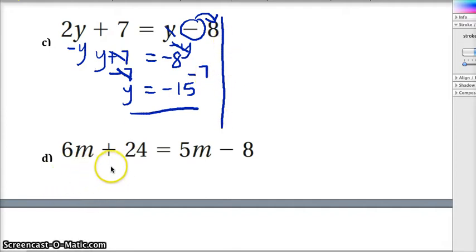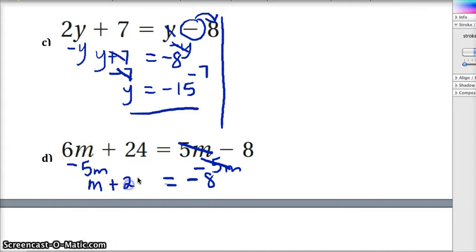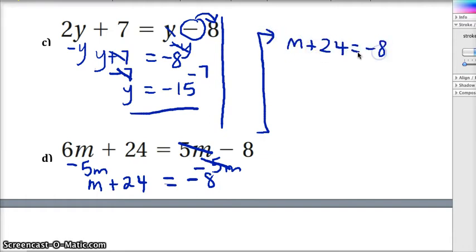Question D. 6m plus 24 equals 5m minus 8. Well, I'm going to subtract 5m from both sides. 5m take away 5m is 0. So I'm left with a minus 8 on this side. On this side I've got 6m minus 5m, which is 1m. And I've got plus 24. So just going up here with my answer, just rewrite that bit. So I've got m plus 24 equals minus 8.